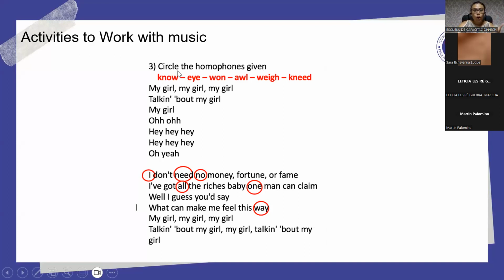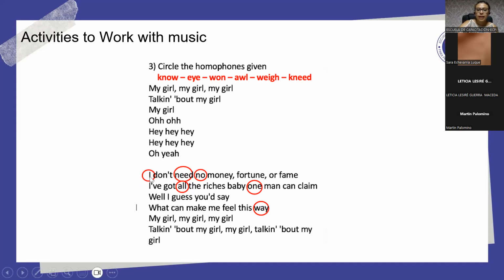You have no, I, all, wait, need. However, in the song that they are going to listen to, these words are not in the song. But what are the homophones? For example, for no, for I, for one.